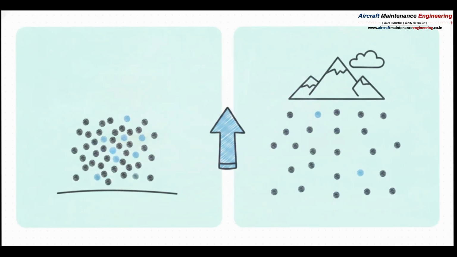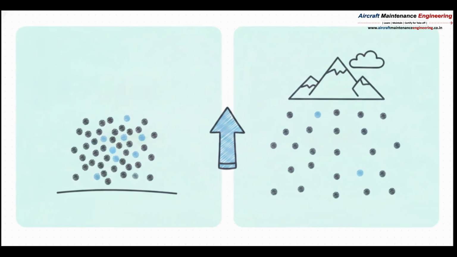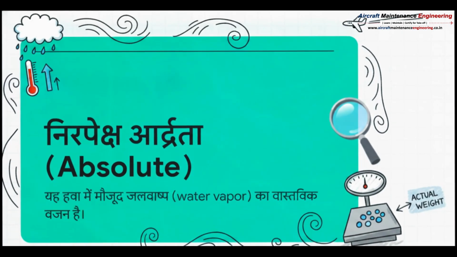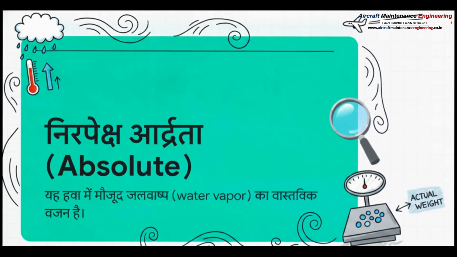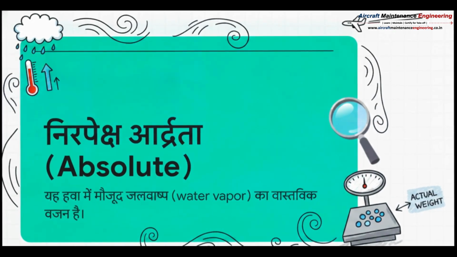At lower altitudes, air particles are densely packed together, which gives us high density. But at higher altitudes, the air becomes much less dense. This single principle literally changes the entire aerodynamic profile of an aircraft. Another absolutely critical factor is humidity. Let's talk about absolute humidity, which is the actual weight of water vapor in the air.